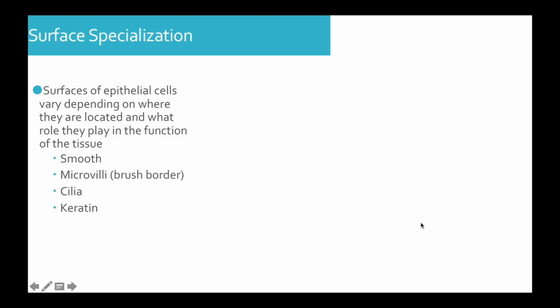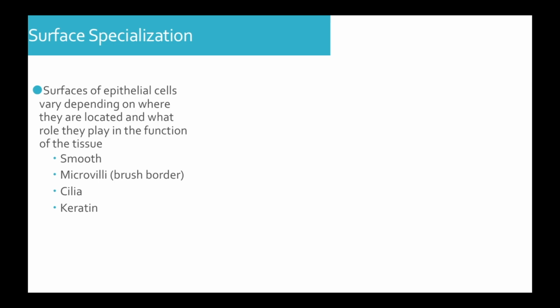Smooth, microvilli, cilia, and keratin are some features that we're going to look at. We're also going to look at what the difference between microvilli and cilia is. Microvilli are found in the gut. They increase surface area and allow for greater surface for absorption of nutrients and secretions. So absorption of nutrients and then, of course, allowing more surface area for secretions.